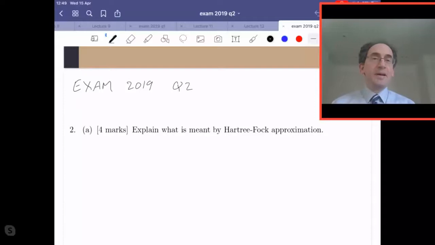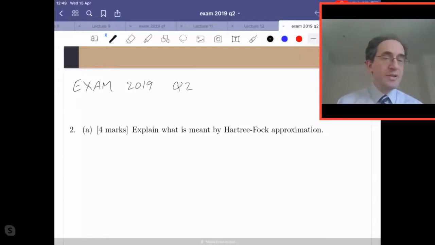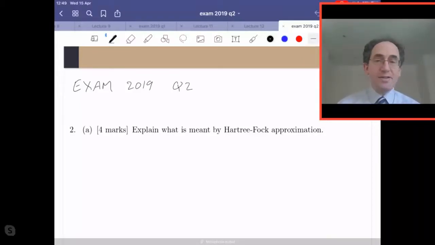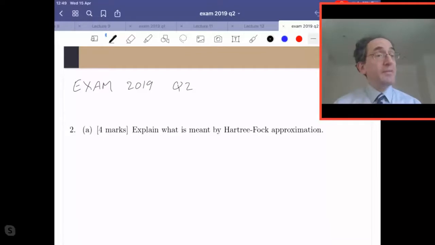Hi again. This lecture, hopefully a short lecture, will cover the second question from the 2019 exam, which was entirely on the subject of Hartree-Fock, so I thought it would be a good idea to do it now. Okay, let's get going. The first part of the question: explain what is meant by a Hartree-Fock approximation.